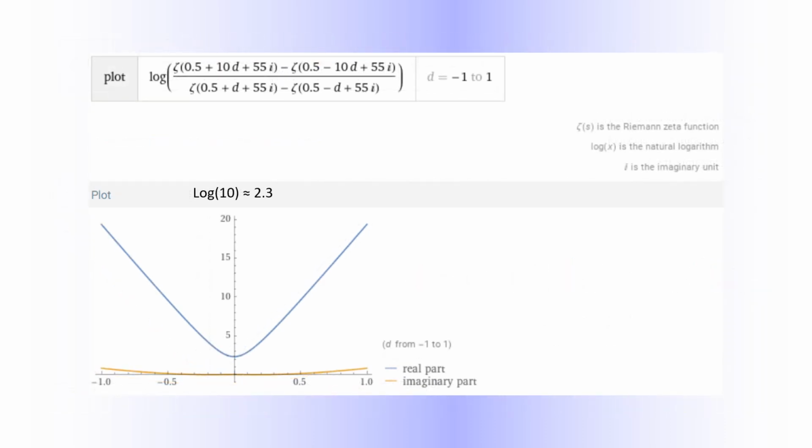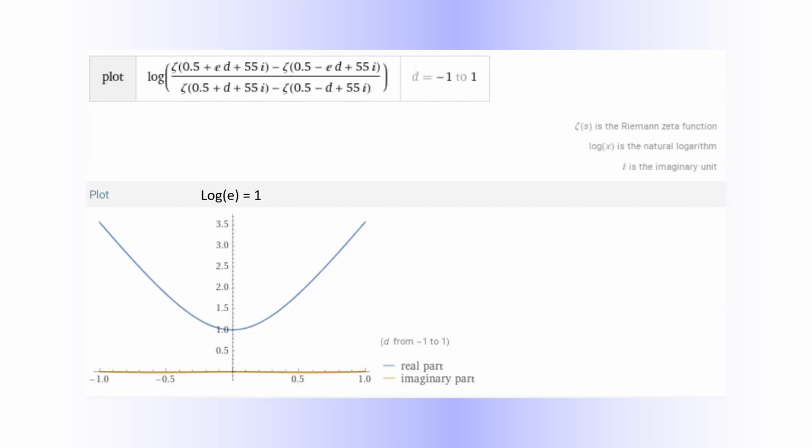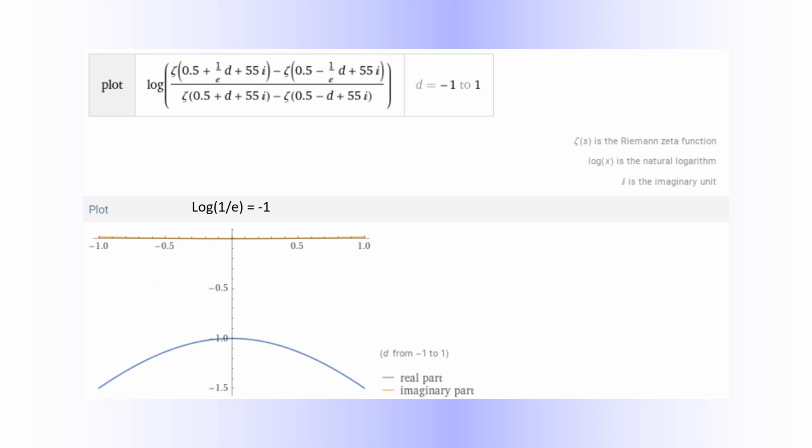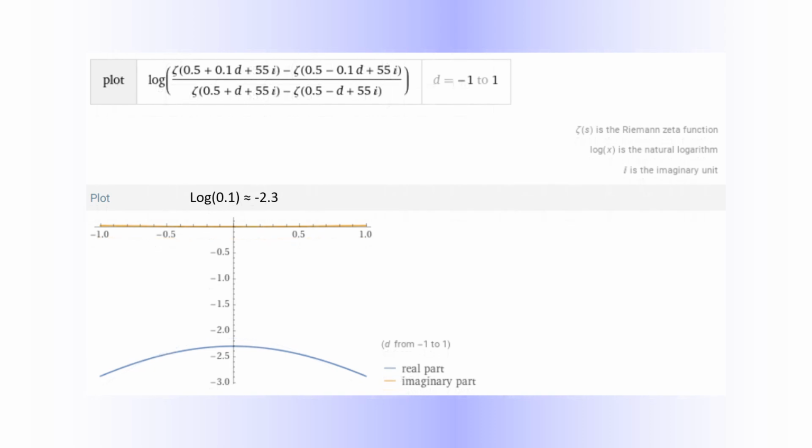Let's see how this new constant b affects the shape of v function. We can see the minimum point better when zoomed in. In this plot, b is 10. This is the plot where b equals e, the Euler's number. The real curve crosses the critical line at exactly 1. This is the plot where b equals 1 over e. The real curve crosses the critical line at exactly -1, and it is vertically inverted. This is the plot where b equals 0.1.